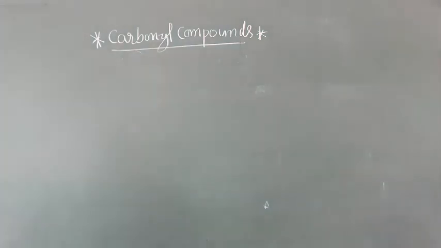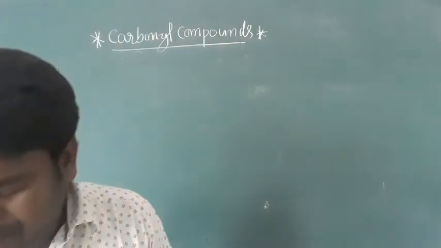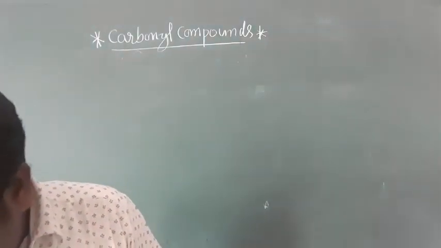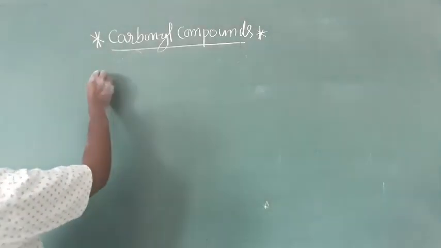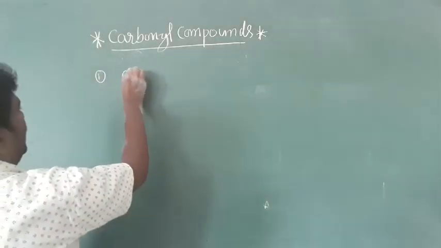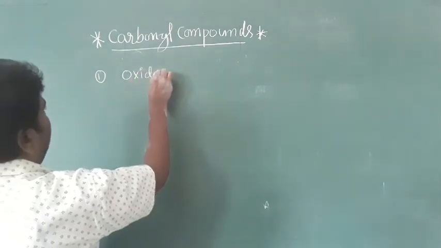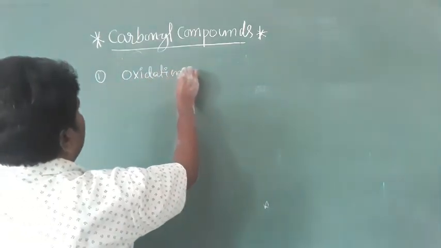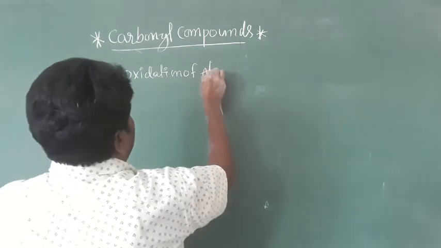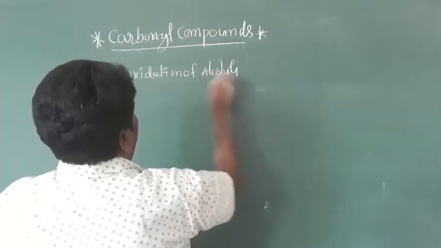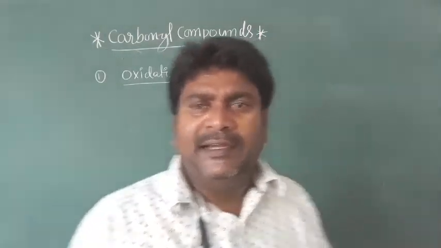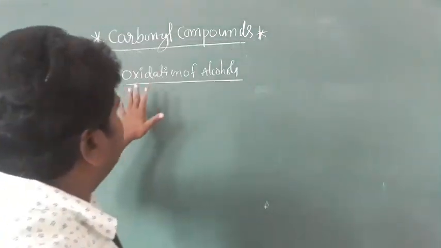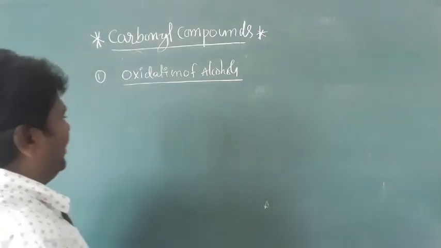Now I will start the preparation of aldehydes and ketones. First preparation: oxidation of alcohols. It is a very important preparation. It is very simple also.